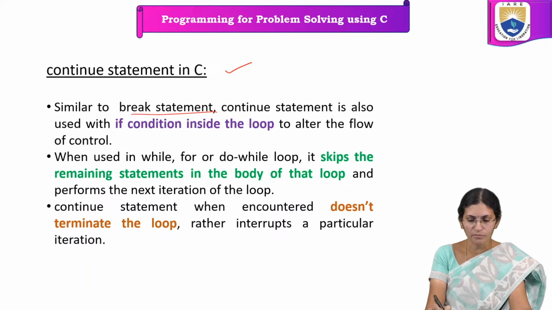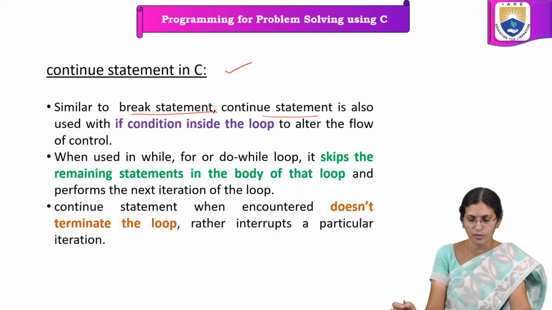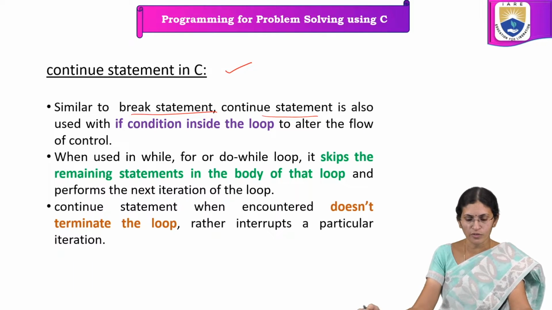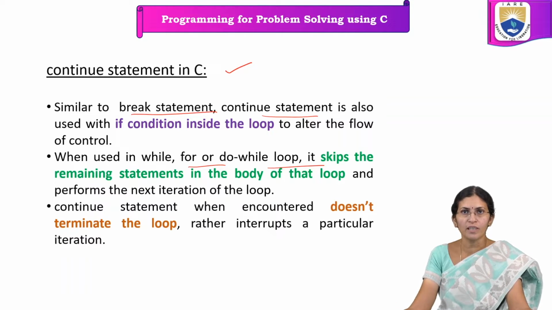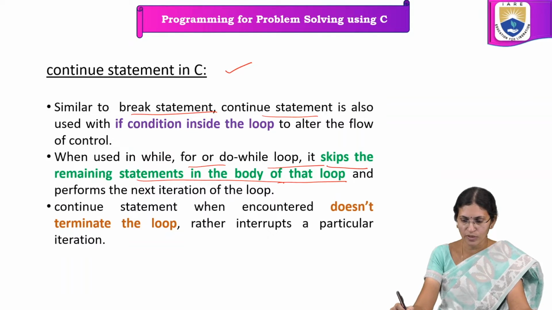Similar to the break statement, we can also use the continue statement in a loop along with some if condition inside the loop. This is also used to alter the flow of control or flow of execution of the program. We can use this continue statement in a while loop, for loop or do while loop. When we use the continue statement in any of the loops, it skips the remaining statements in the body of that loop. The syntax for using the continue statement is, suppose we have a for loop here, along with all the expressions, and this is the body of the for loop.